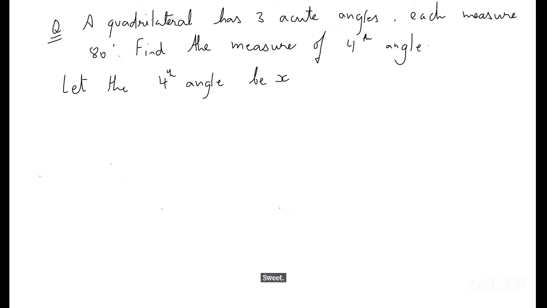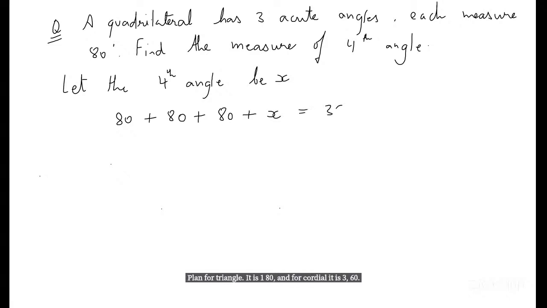So sum of the angles of a quadrilateral is 360. Yes. Sum of all the four angles of a quadrilateral is 360. Ma'am, for a triangle it is 180 and for a quadrilateral it is 360. That's right. Triangle is 180, quadrilateral is 360.